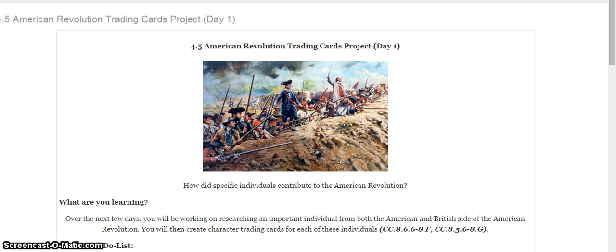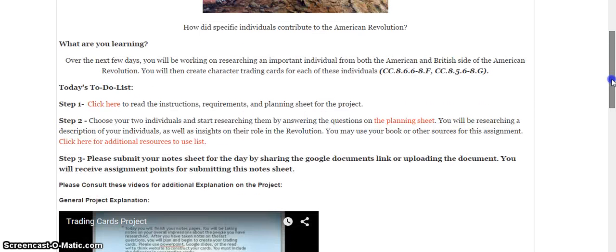This is a 4-day long series of mini assignments, resulting in you creating a trading card, which is a PowerPoint slide for one person on each side of the Revolutionary War. So you're going to make a slide for a person on the American side and also a person on the British side. Let's take a look at the instructions together.